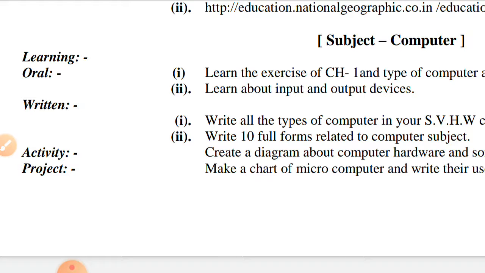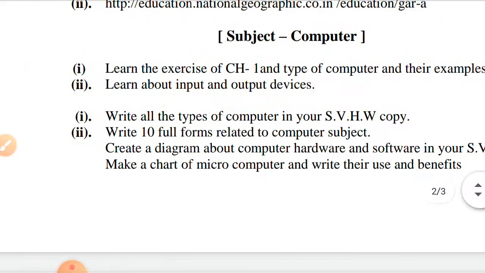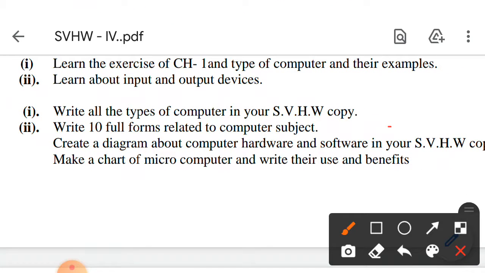So students, first of all we will talk about computer SPSW. In this, your first learning oral SPSW is you have to learn the exercise of chapter 1 and type of computer and their examples. Okay. Second, learn about input and output devices. Students, you have to learn all the input and output devices.